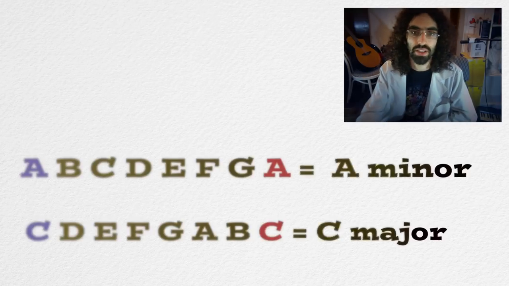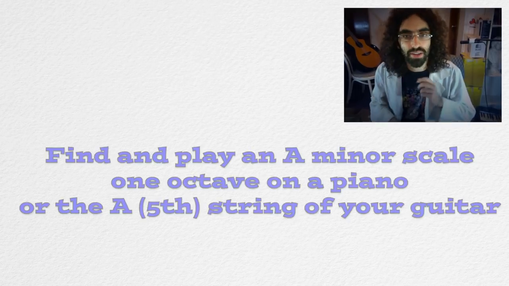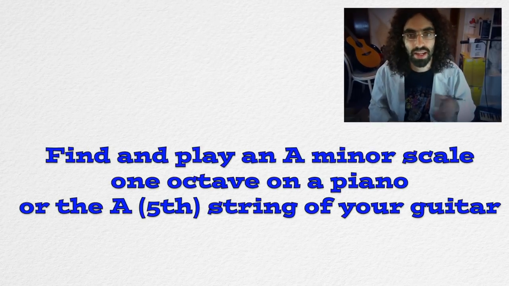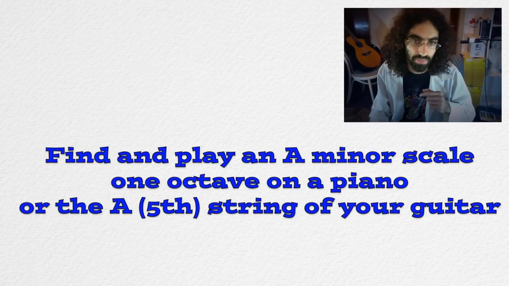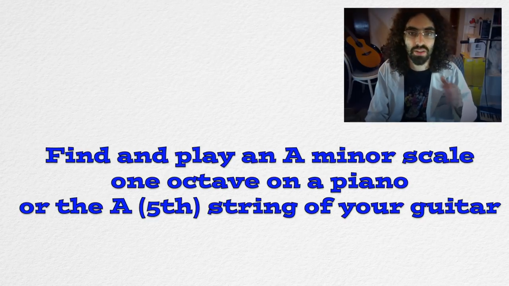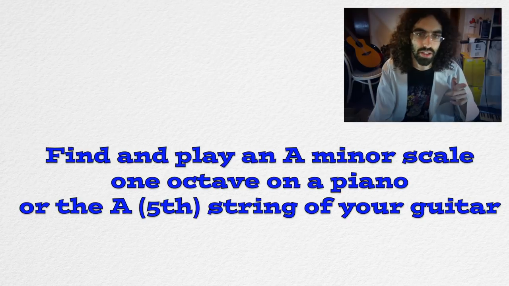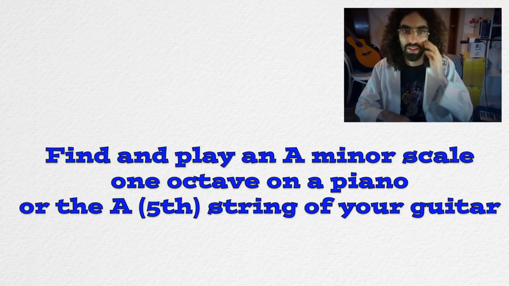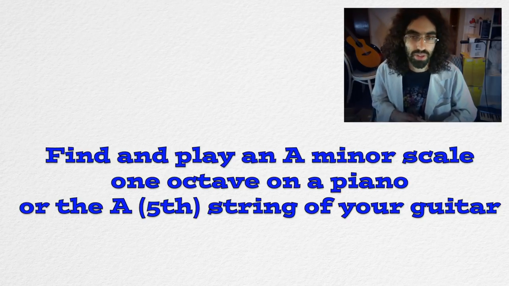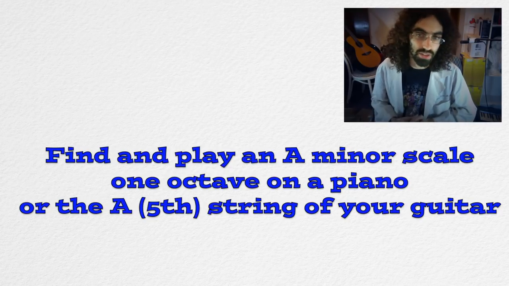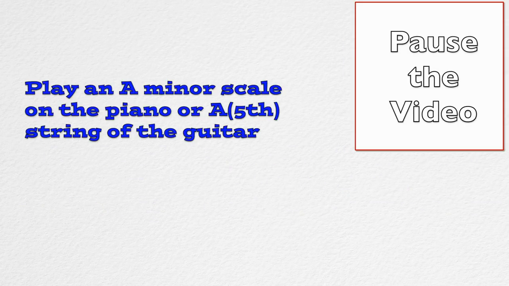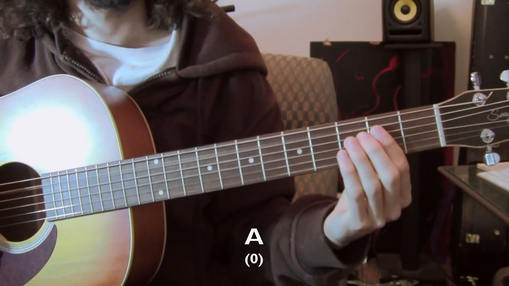So let's do a quiz. Find and play an A minor scale one octave on your piano or on the A string of your guitar. You're going to need to use the stuff we went over in the first lesson combined with this lesson to get that answer. So go ahead and pause the video and give it a shot, and then resume when you think you've got it, and I'll give the answer in a few seconds. All right, so it should have looked and sounded like this.